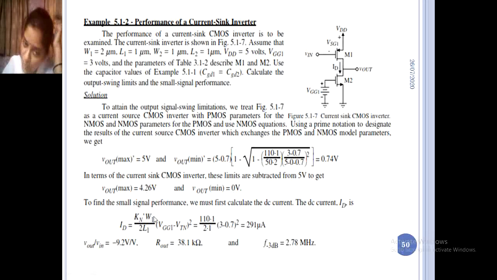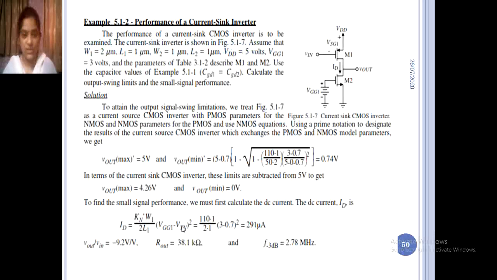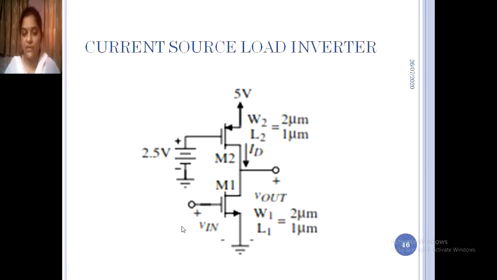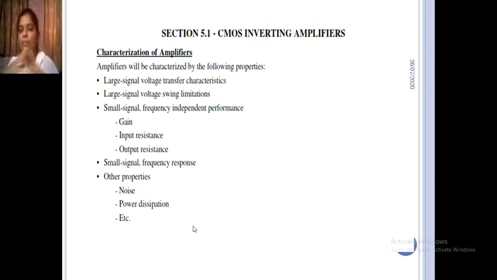So to find the small signal performance, we must first calculate the DC current. The DC current ID is given by this equation. If you want, you have to put in the available parameters, and you can prepare. So in this session we have seen the MOSFET's characteristics. Thank you.